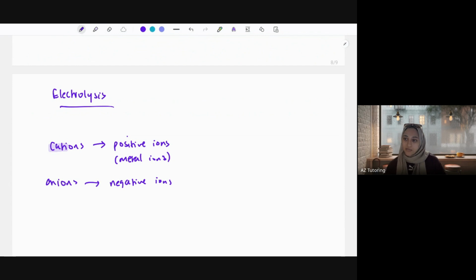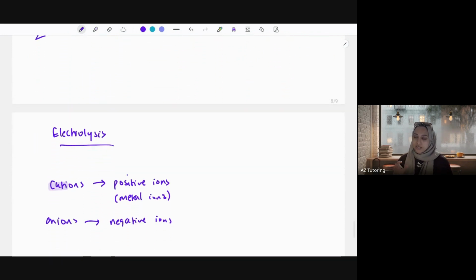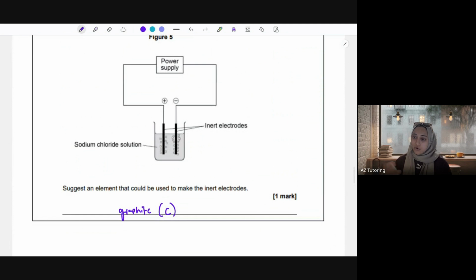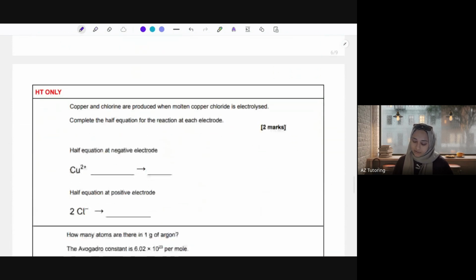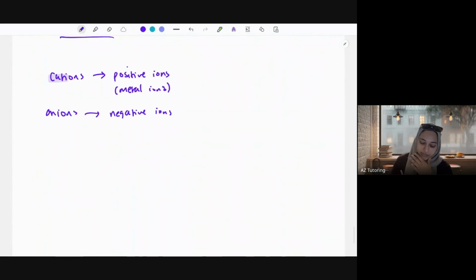Could you say diamond as it's also carbon? No, you can't say diamond, because first of all, it's way too expensive to use, so you wouldn't use it. It's graphite that mainly gets used. So for that question that we just did, either say graphite or carbon, one or the other. Okay, so cations and anions.